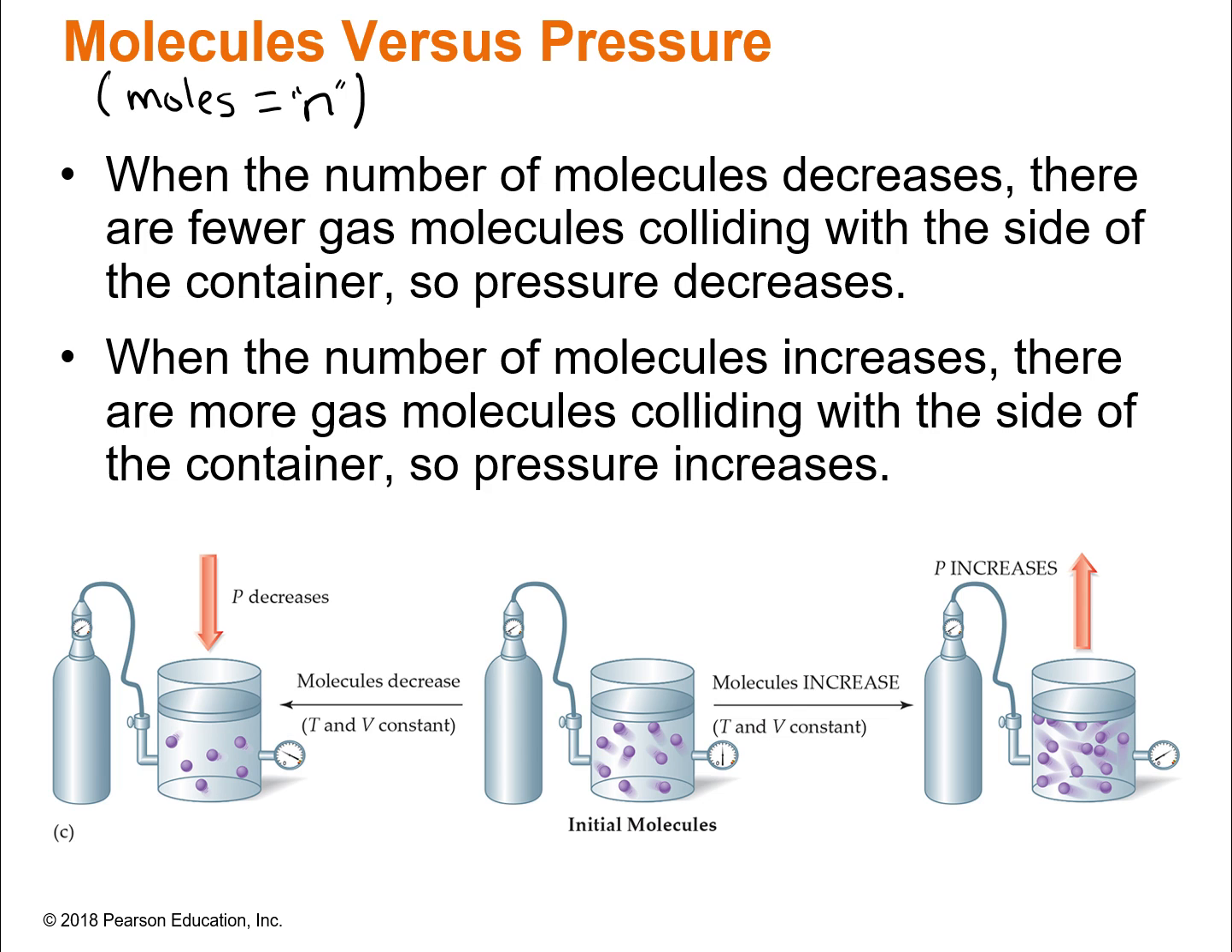If you have the same volume, then you can increase the number of molecules and you'll increase the pressure as well, simply because there's more molecules. So I'll call that n. If you increase n, you increase the pressure. If instead you vent down that container to release some of the gas to the atmosphere, you're going to decrease the number of molecules in that chamber. Along with it, your pressure will decrease.